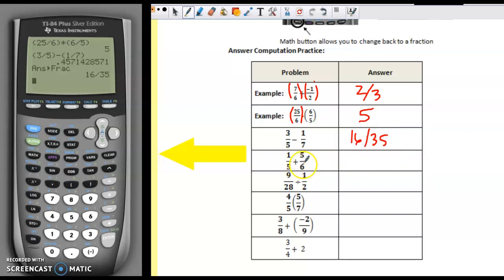Okay, the next one, addition of two fractions. So 1/5 plus 5/6. So 1/5, putting it in parentheses, I'm adding with it 5/6.